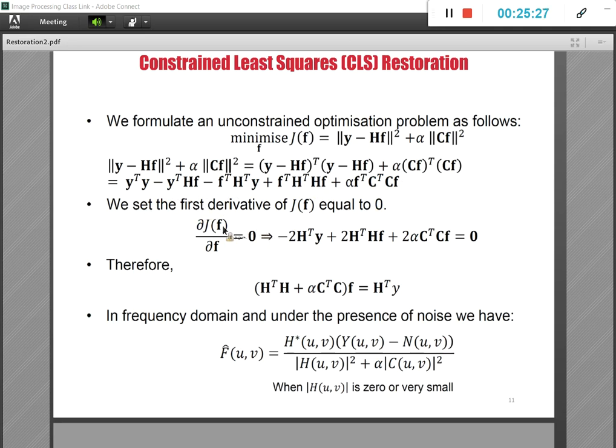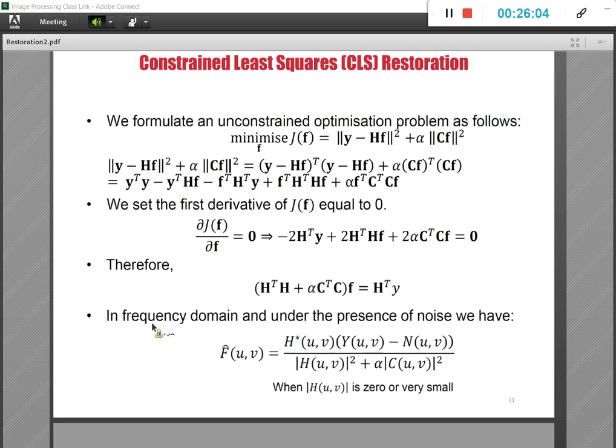Again, we set the first derivative with respect to F to 0, and after simplifying, the 2's are removed and this item goes to this side with a plus sign. That means (H transpose H plus alpha C transpose C) dot F, that is H transpose H F plus alpha C transpose C F.